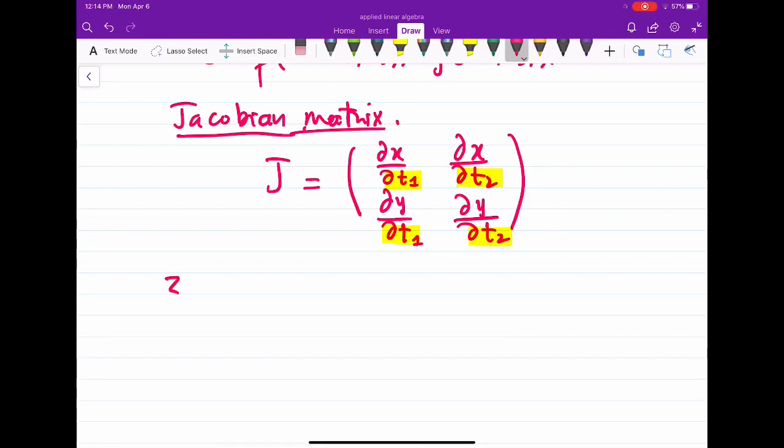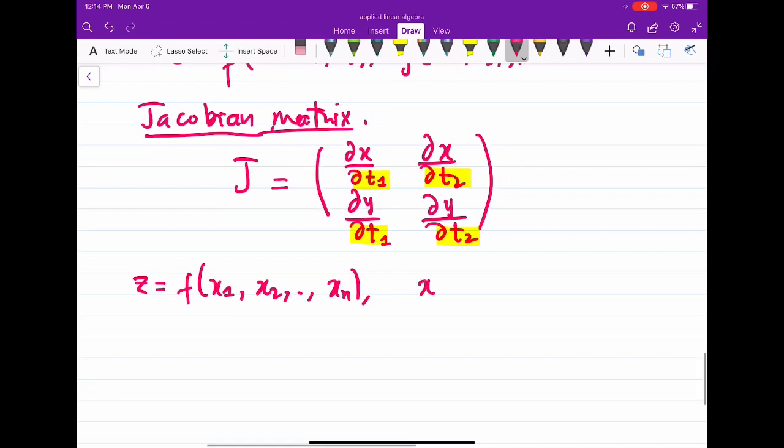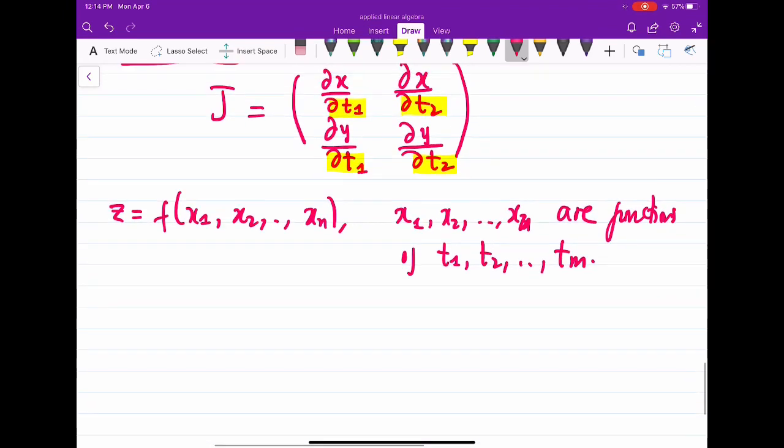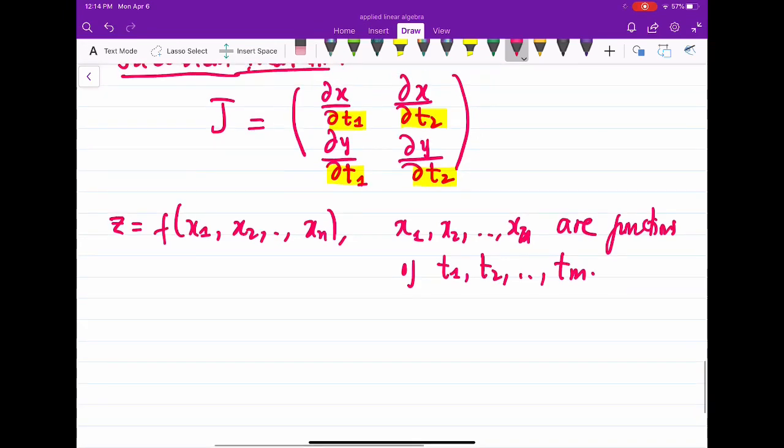Let's say you have function z equal to f of x1, x2, ..., xn, and x1, x2, ..., xn are functions of, let's say, t1, t2, ..., tm, right? So the function z has n variables, and each variable is a function of t1, t2, ..., tm. So in that case, I have a Jacobian matrix.